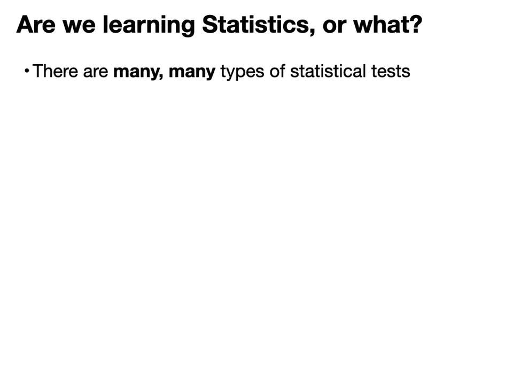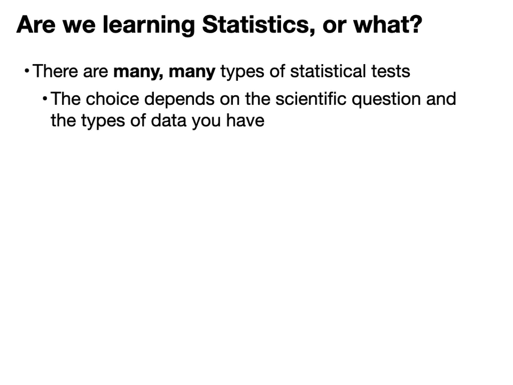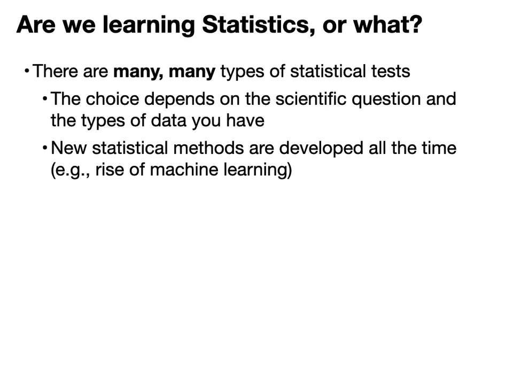I want you to keep in mind that there are many, many types of statistical tests in the world, and the choice of tests that you use when you're doing research depends on your scientific question and it depends on the type of data you have. But new statistical methods are being developed all the time. For example, we have the rise of machine learning in the past decade or so, and we have lots of new tests being developed for new types of data and the very large data sets that modern research has.